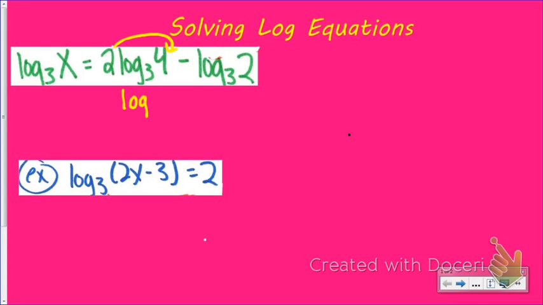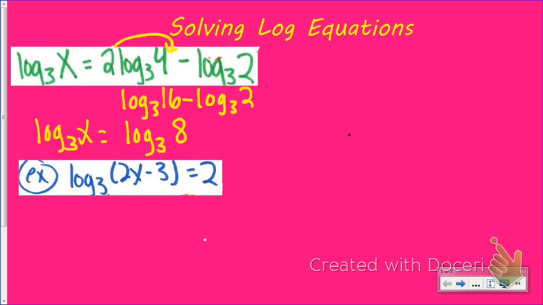So I can rewrite that as log base 3 of 4 squared, which is 16. What I also can do, because those are the same base, and those logs are subtracted, I can divide those arguments. So I can rewrite that as log base 3 of 8. So now if you look at my original equation here, this tells me that log base 3 of x has to equal log base 3 of 8. And the only way for that to be possible is if x is equal to 8.